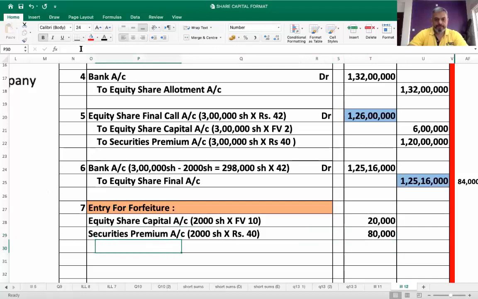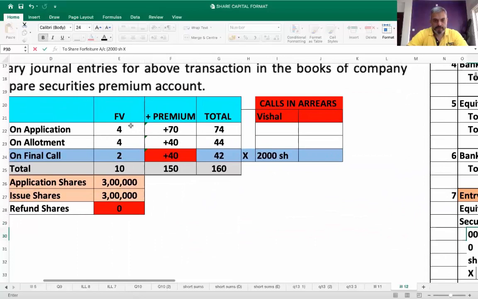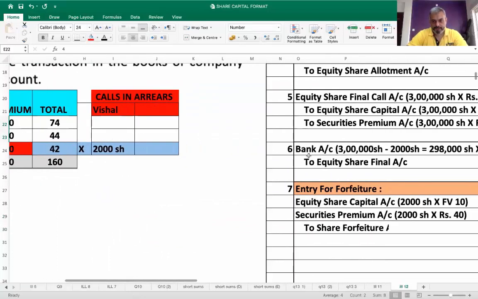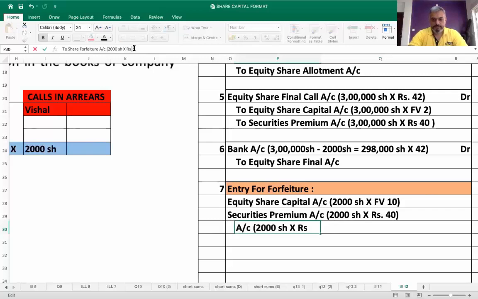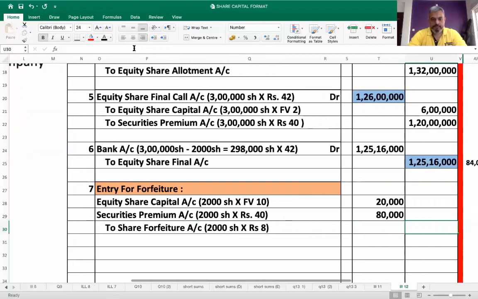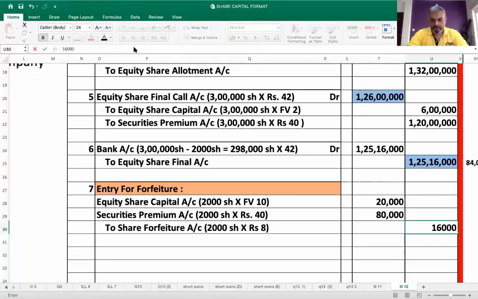And 2, share forfeiture account. So for 2000 shares, we received how much? We go to the working. We received 4 and 4, 8. We received 8 rupees. So into rupees 8, 16,000 and 2 equity share final call account.